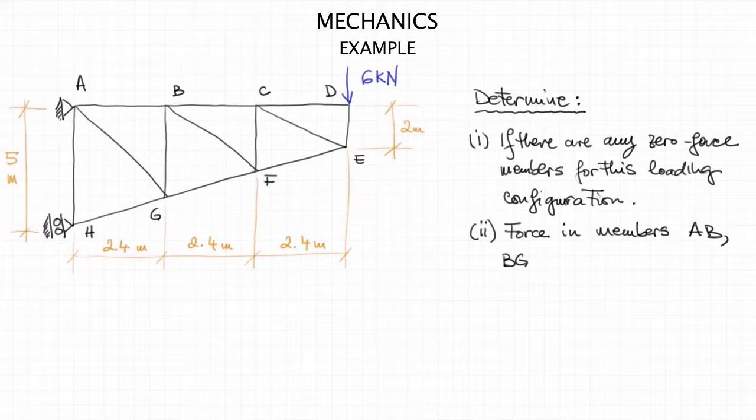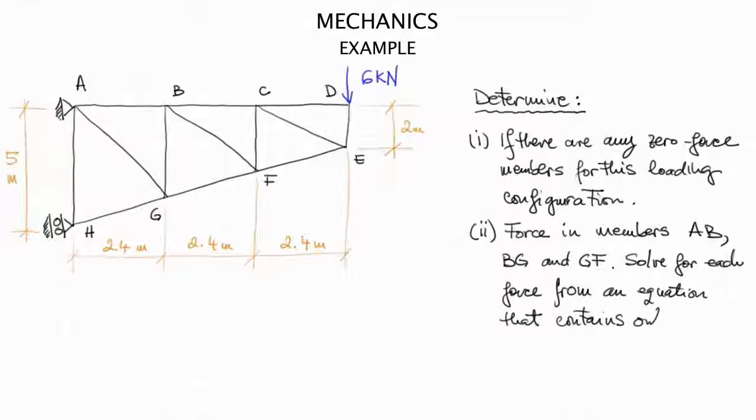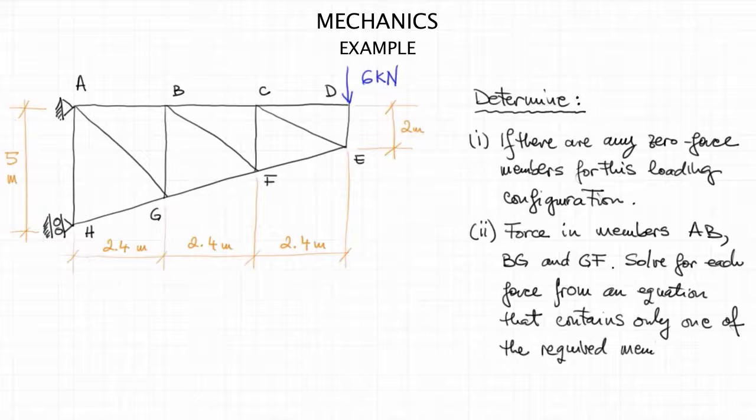The second question asks to determine the force in members AB, BG, and FG. And more importantly, we also have to solve for each force from an equation that contains only one of these three required member forces in that equation. So in one equation, only the force in member AB should show up. In another one, only the force in member BG, and in another one, only the force in member FG should show up.